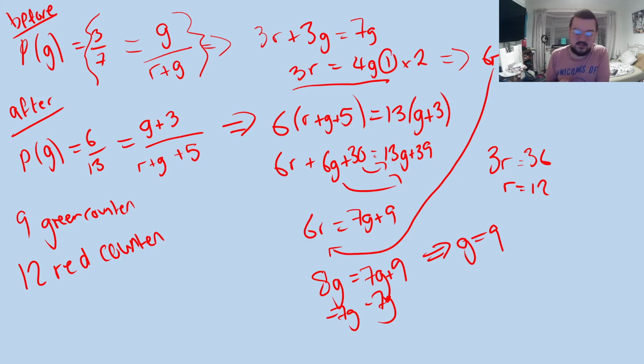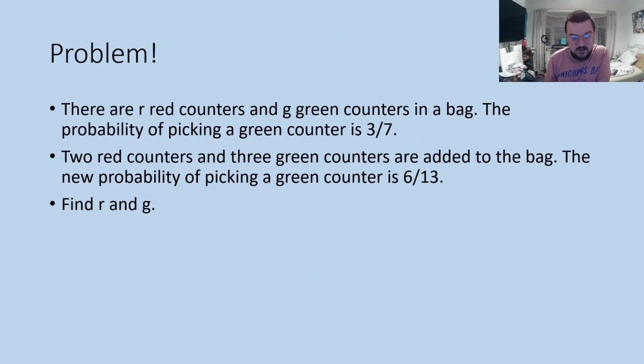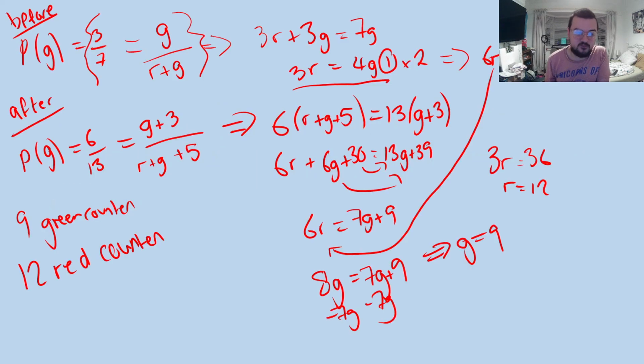That's the end of the video. That's everything that I needed to do today. I've solved the problem. It says find R and G. R is 12, G is 9.